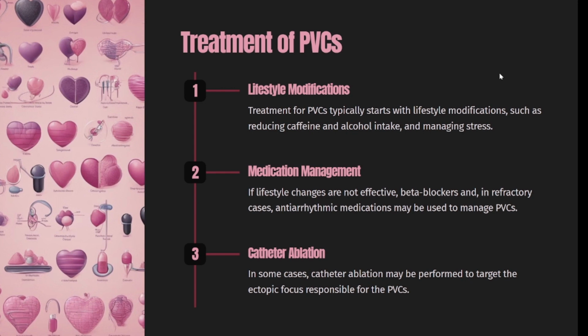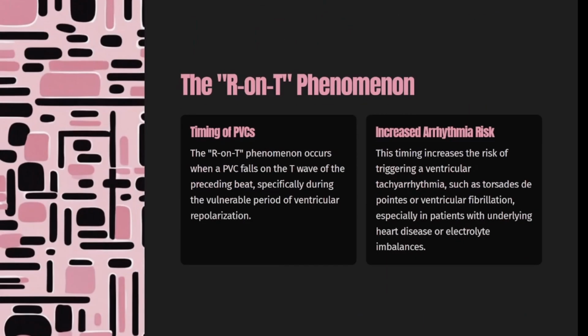Question 5: What is the R-on-T phenomenon and why is it clinically significant? Answer: The R-on-T phenomenon occurs when a PVC falls on the T wave of the preceding beat, specifically during the vulnerable period of ventricular repolarization. This timing increases the risk of triggering a ventricular tachyarrhythmia, such as torsades de pointes or ventricular fibrillation, especially in patients with underlying heart disease or electrolyte imbalances, leading to a potentially life-threatening situation.